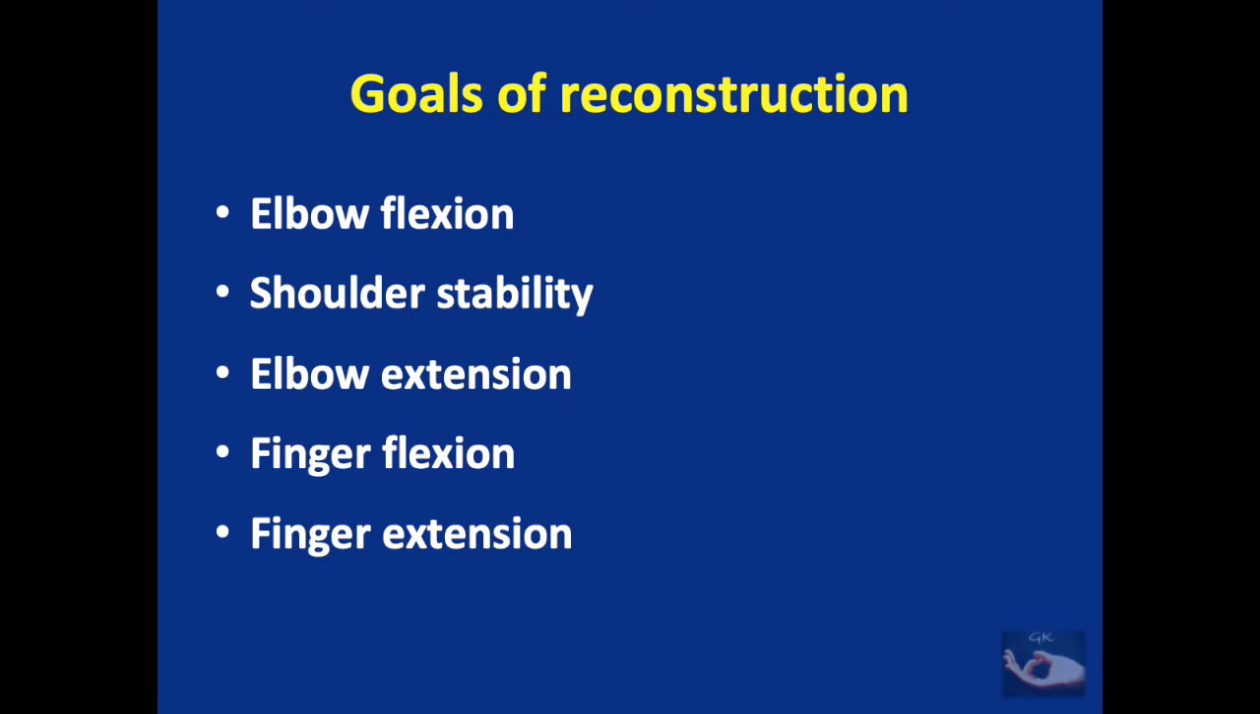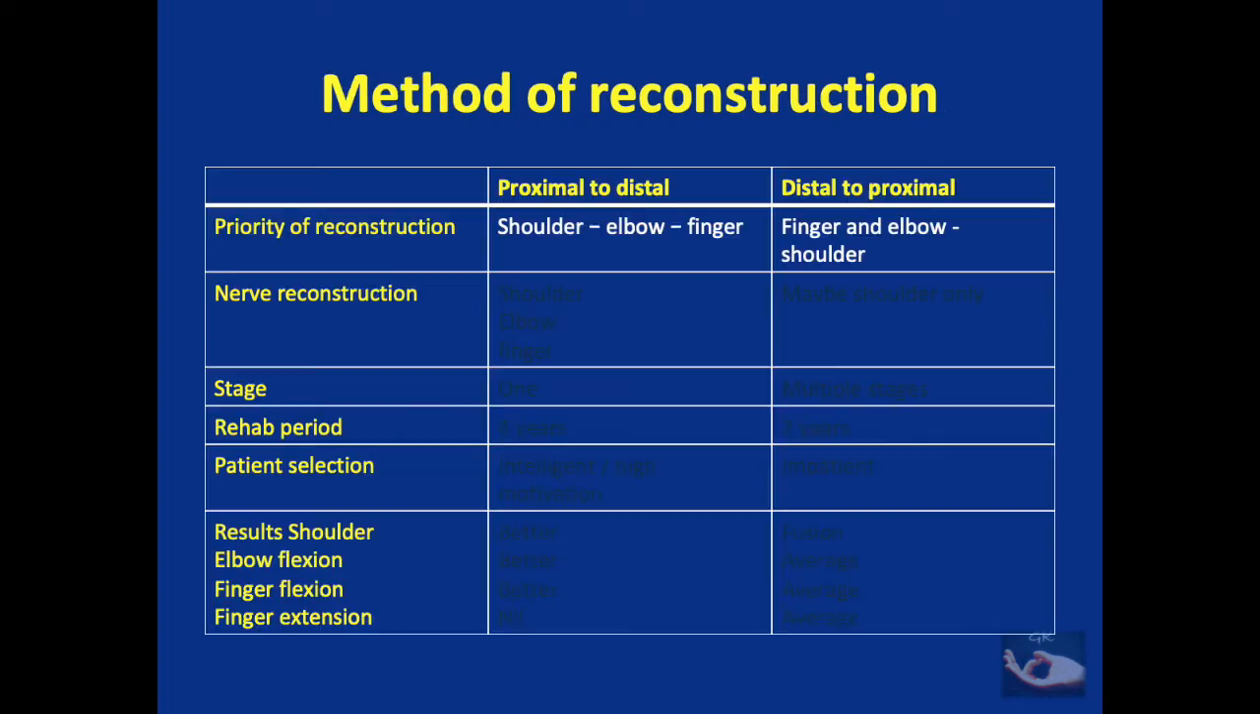There are 2 methods of planning reconstruction priorities. It may be from proximal to distal, that is, neurotize the proximal muscle first, then go to the distal muscles. The next type is the neurotization from the distal to proximal. In the first type, it starts with shoulder, then elbow, then finger, whereas the distal to proximal starts with finger and elbow, and finally the shoulder.